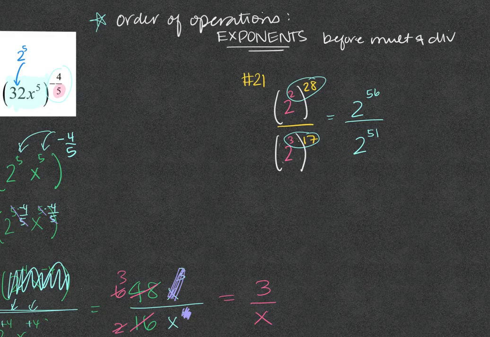And now we have the same base. So just like when you have x to the 56 over x to the 51, we can do some canceling. We can cancel all of the 51 x's down here and 51 x's up here, being left with x to the 5. So we're going to try that with our 2's. We're going to say 2 to the 56 minus the exponent on the bottom, and you get 2 to the 5th.